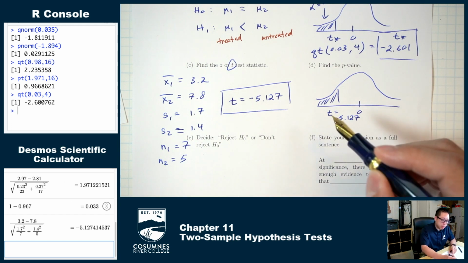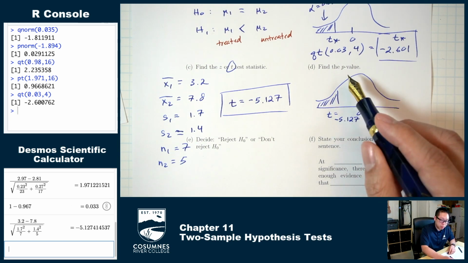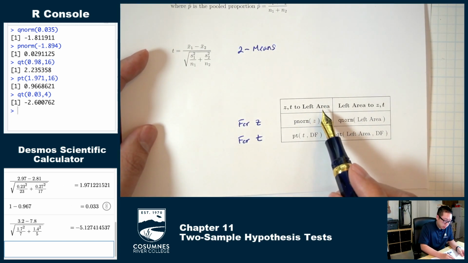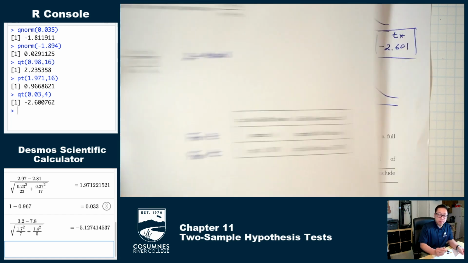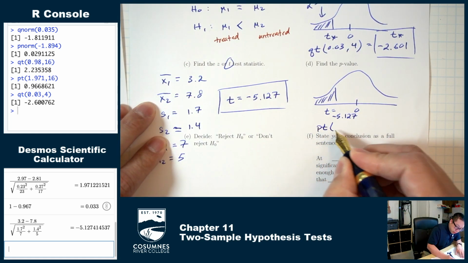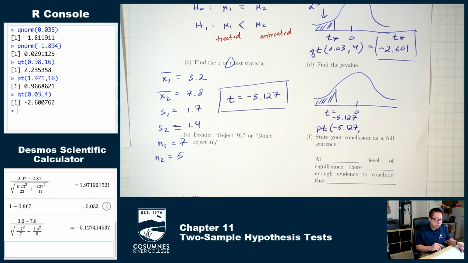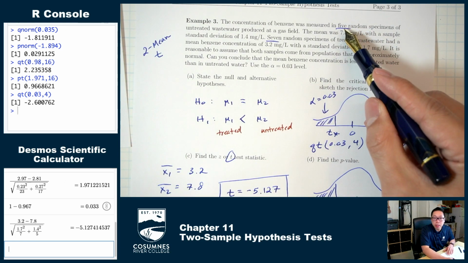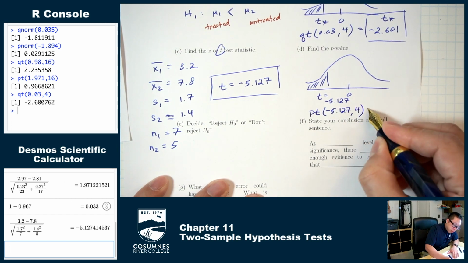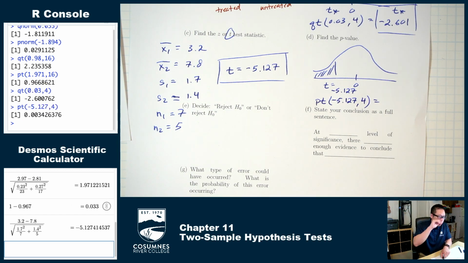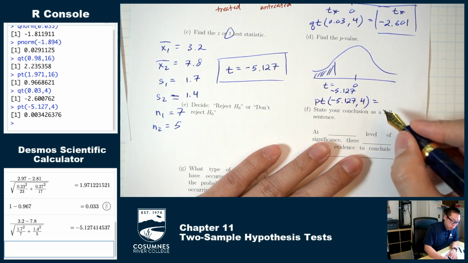All right, so this is a T to area problem. That's what p-value means, it's the area. T to area for a T situation is going to be PT, TDF. So we're going to do PT, feed it to T, comma DF. DF is, we're going to use the lower sample size, which is the 5, and then one less than that, which is a 4. All right, PT, negative 5.127, comma 4. Round to 3 decimal places, this is 0.003.